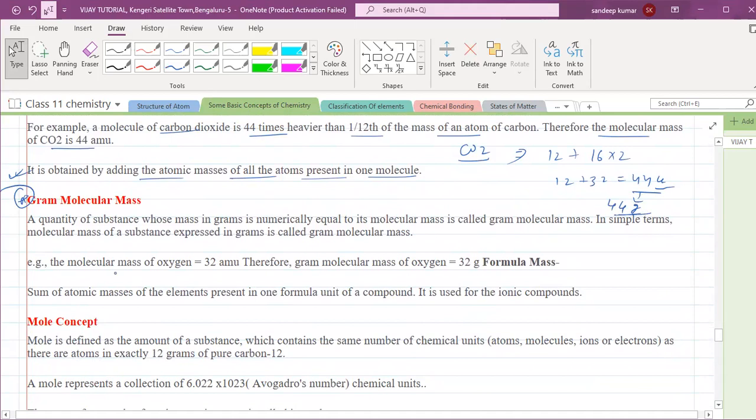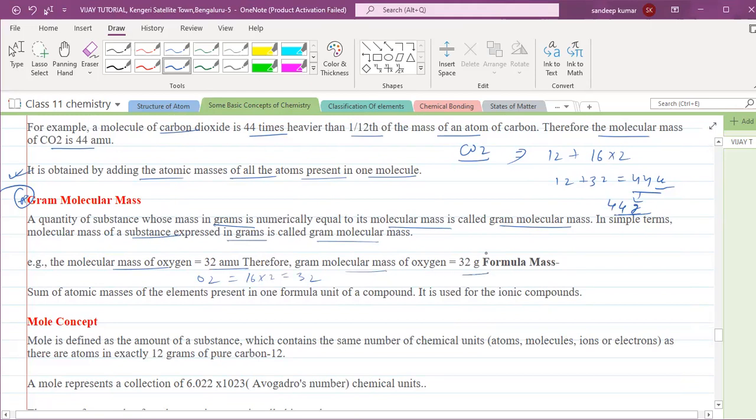Mole concepts. Before that, just read here: a quantity of substance whose mass is numerically equal to the molecular mass is called gram molecular mass. In simple terms, the molecular mass of a substance expressed in grams is called gram molecular mass. Example: the molecular mass of oxygen is 32 AMU, right? How is it 32 AMU? Because 16 into 2 is equal to 32 AMU. So what is the gram molecular mass of oxygen?